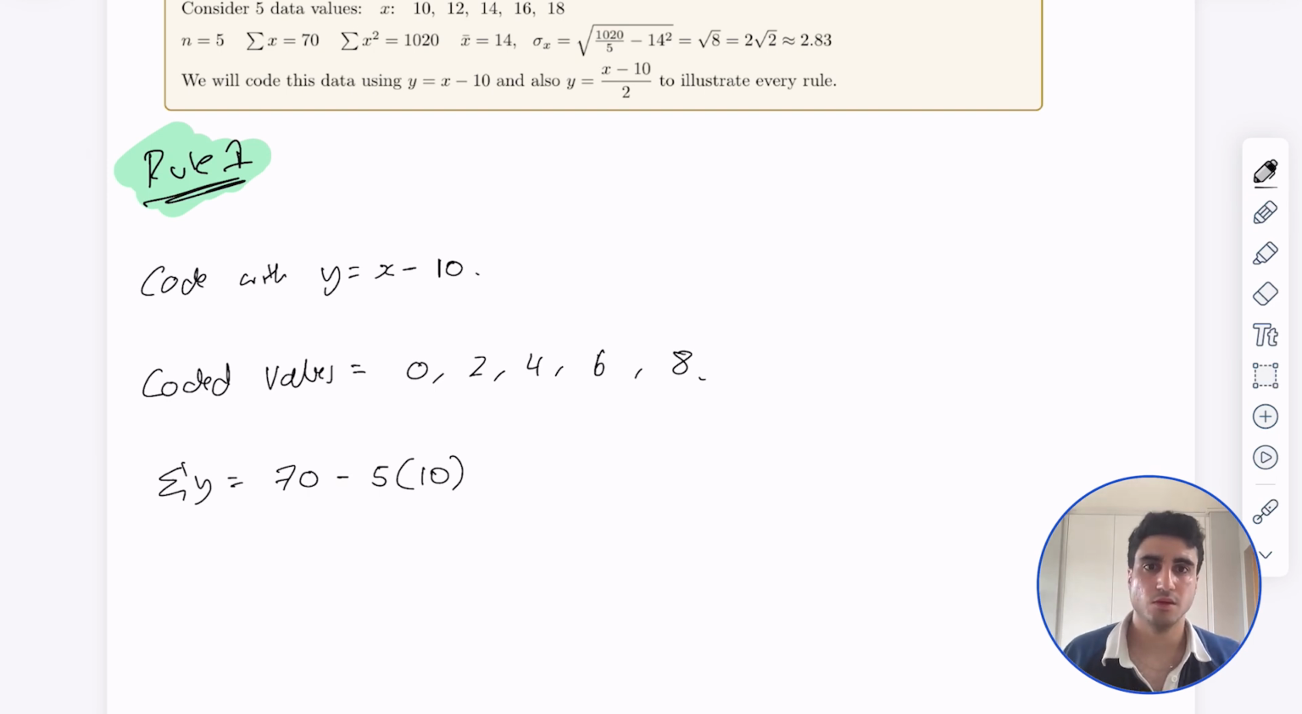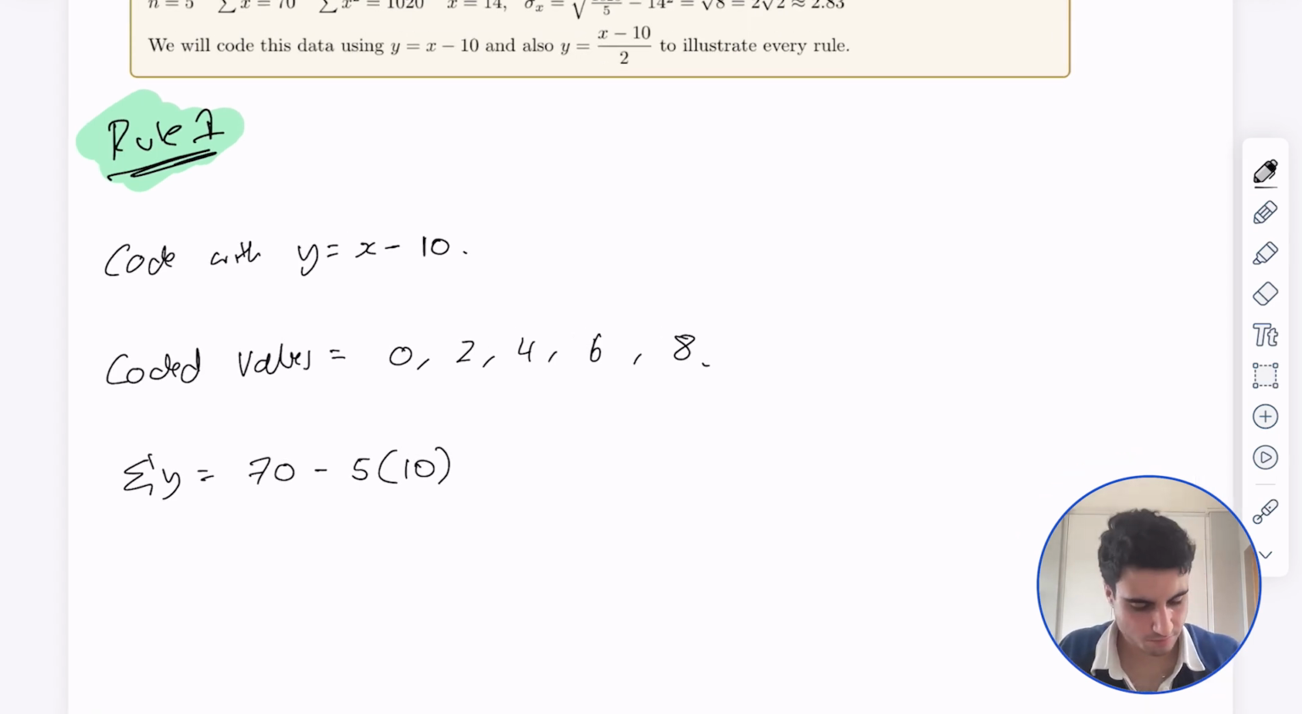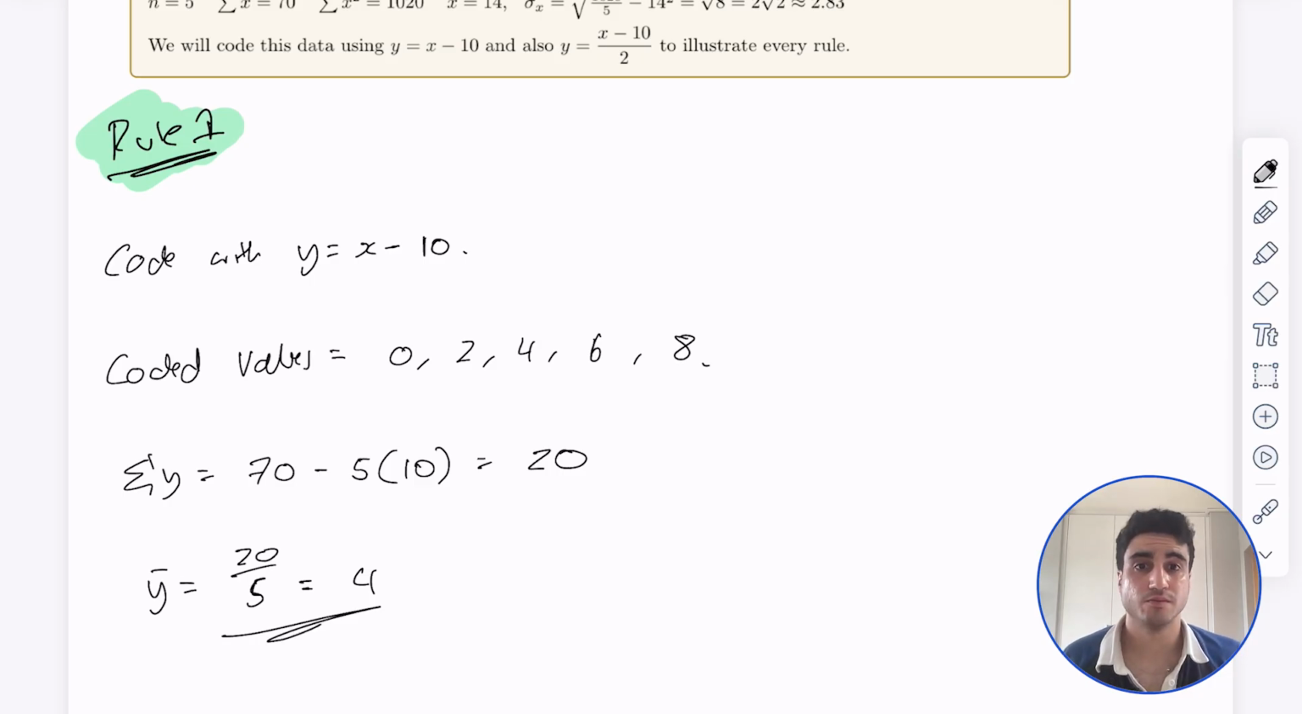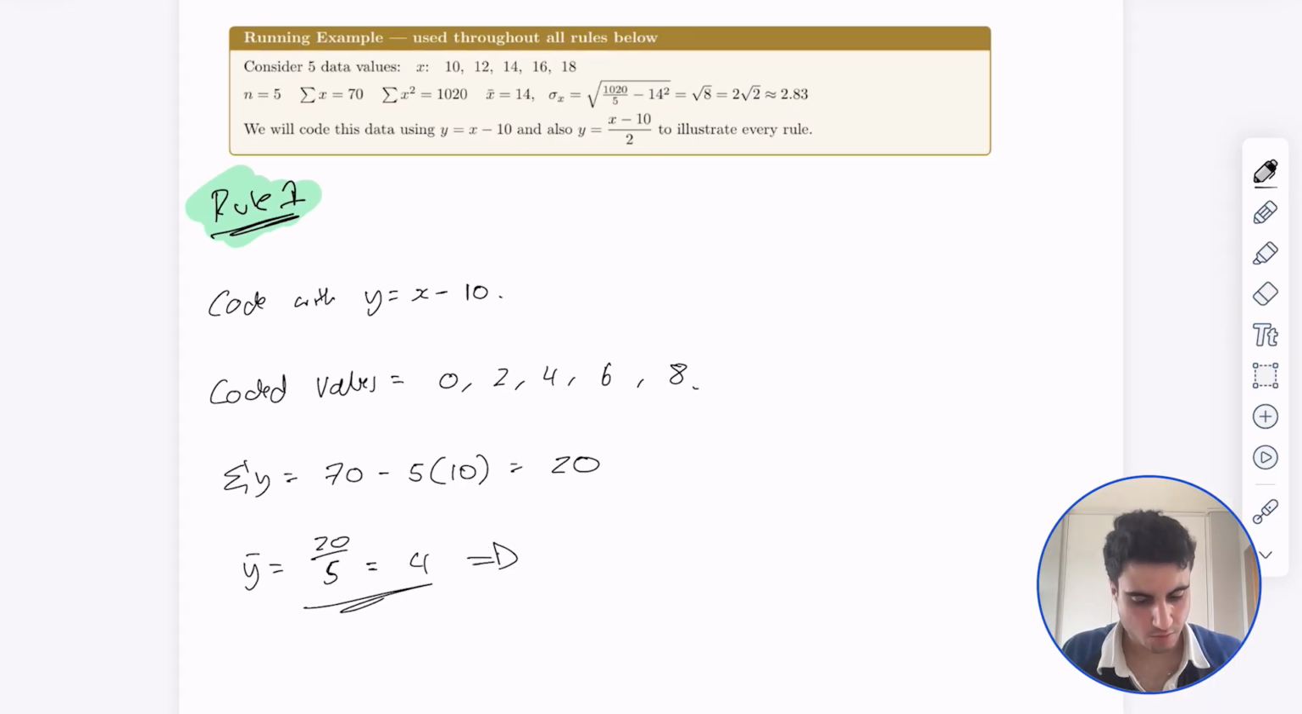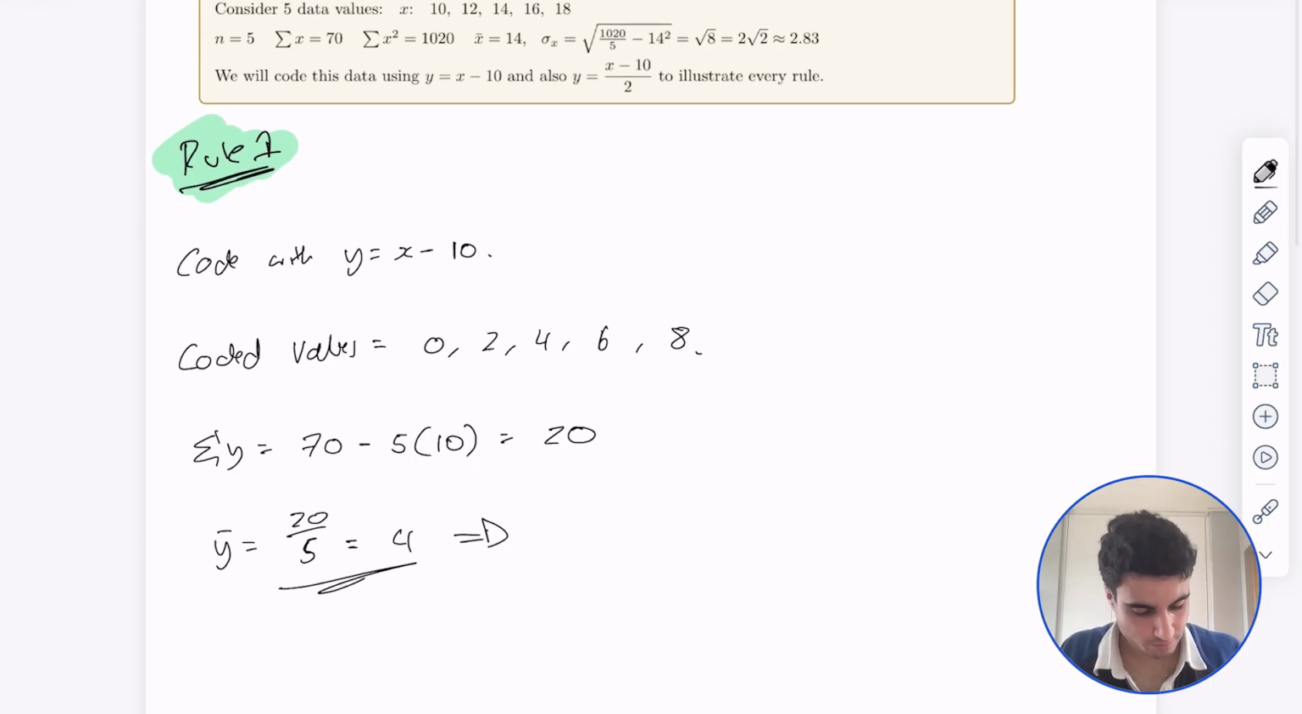Perfect. So as a result, it's going to give us 20. Remember n is staying the same here, so our y bar is going to equal 20 over 5, which equals 4. What does that mean? It means our coded mean is equal to 4, and our original mean now is going to equal 4 plus 10, which equals 14.